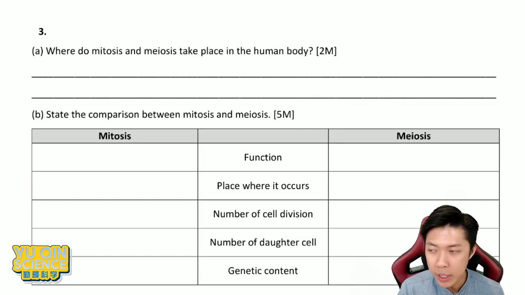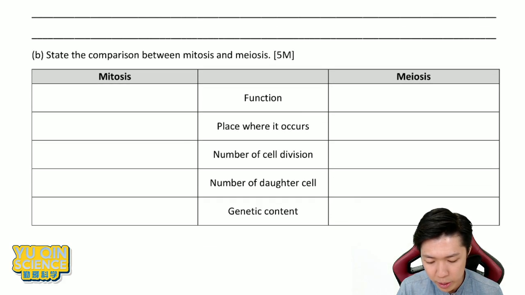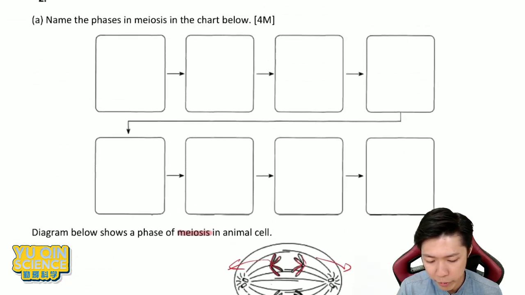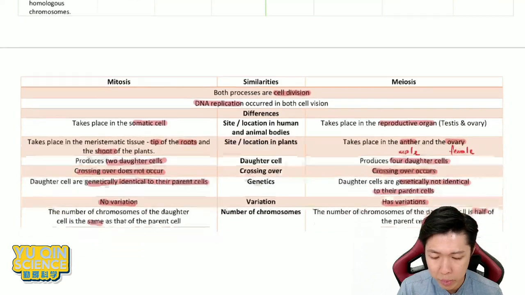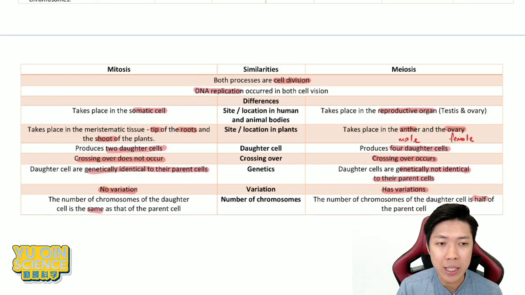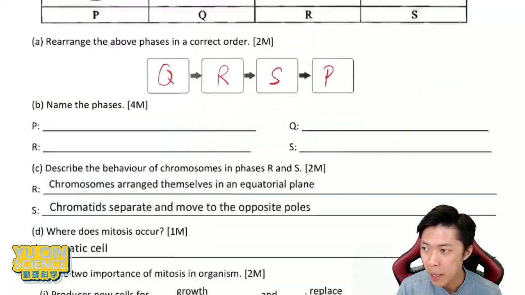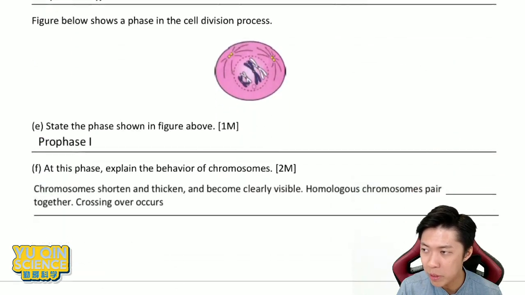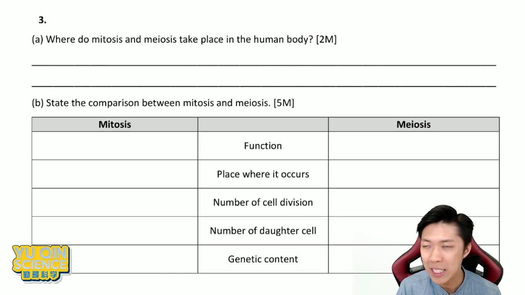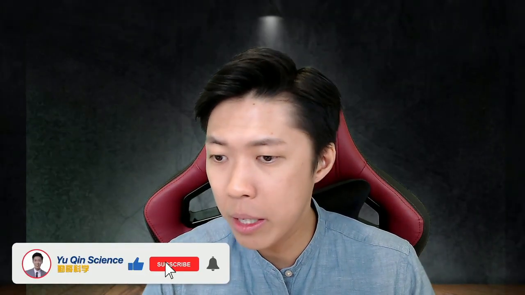Okay, number three, I think I will leave this to you. The differences between mitosis and meiosis, you may refer to this one. You try a bit, actually the answers are here. But I suggest that you read it one time, you try and write everything by yourself, and check the answer in the notes above. All right? Cool, I think we're pretty much done for this part.